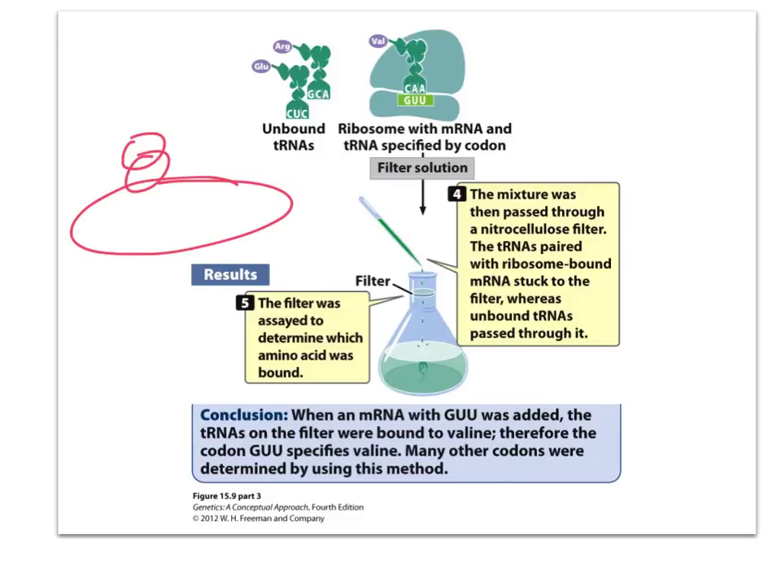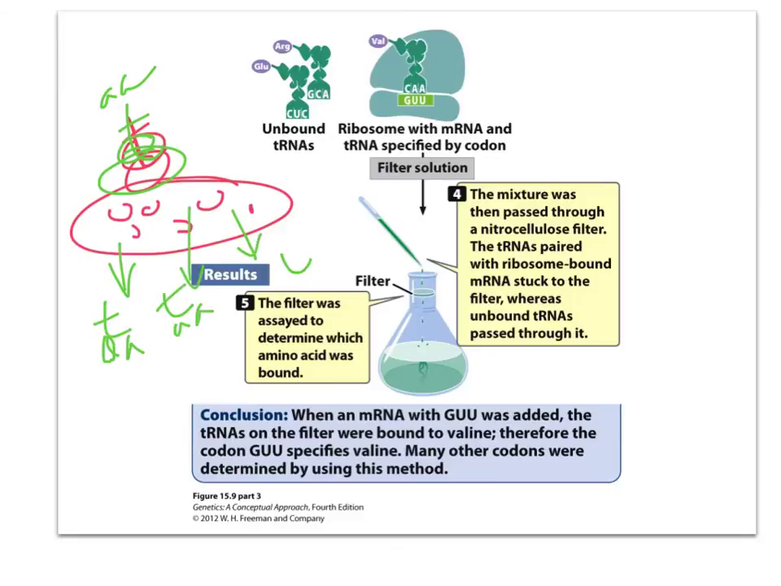The big stuff that's stuck to the ribosome, the tRNAs, are going to be stuck up here. Sorry, that's my ribosome with a tRNA, right? With whatever amino acid. All the free tRNAs with their amino acids are going to come through. Depending on which codon you stuck in there, tells you which one sticks to the filter, and you can figure out all of the codons using this method.